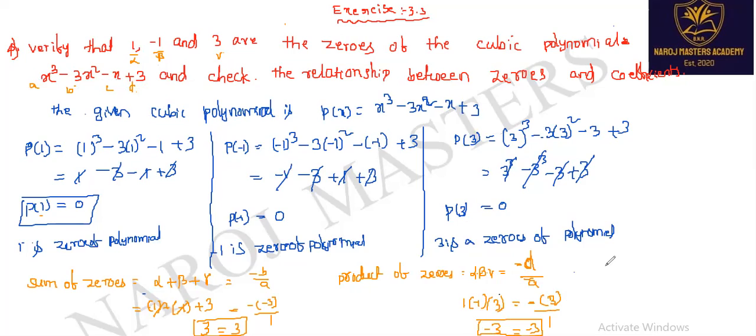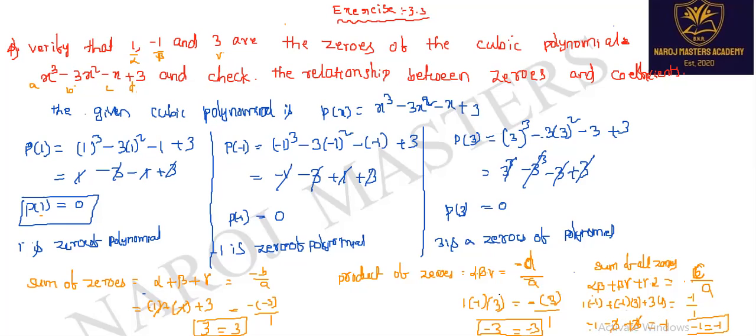Now the sum of the products of zeros taken two at a time. One more condition is there for cubic: alpha into beta plus beta into gamma plus gamma into alpha equals c by a. Alpha into beta is 1 into minus 1, beta into gamma is minus 1 into 3, plus gamma into alpha is 3 into 1. Equal to c, which is minus 1, by a, which is 1. So this is minus 1, minus 3, plus 3, equal to minus 1. Plus 3 minus 3 cancel, so minus 1 equals minus 1.